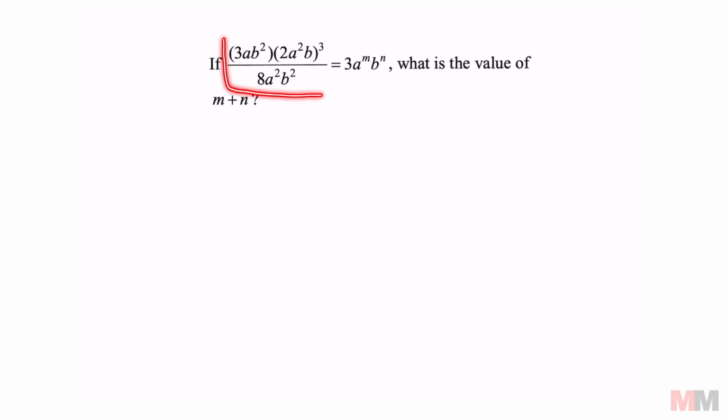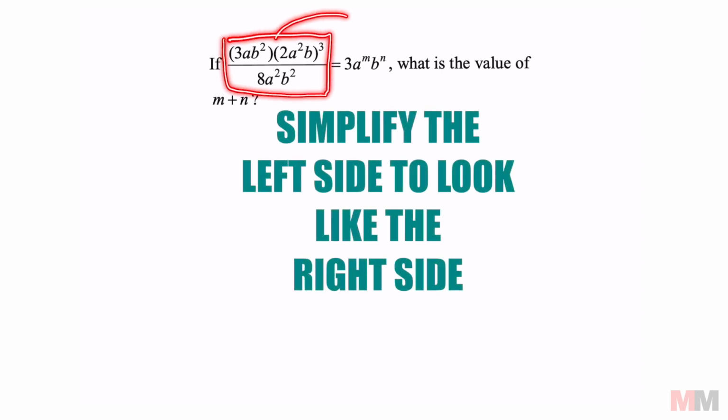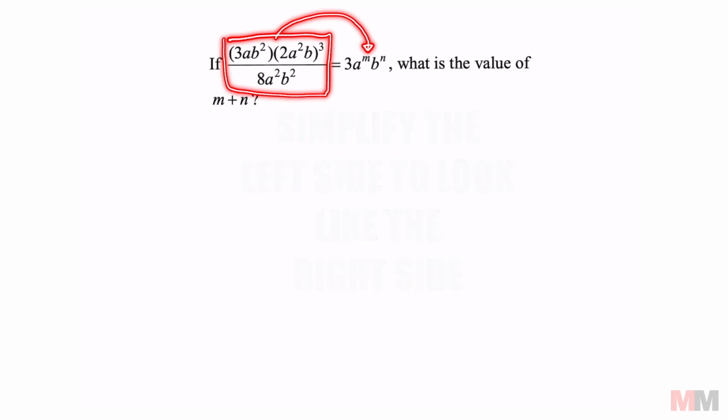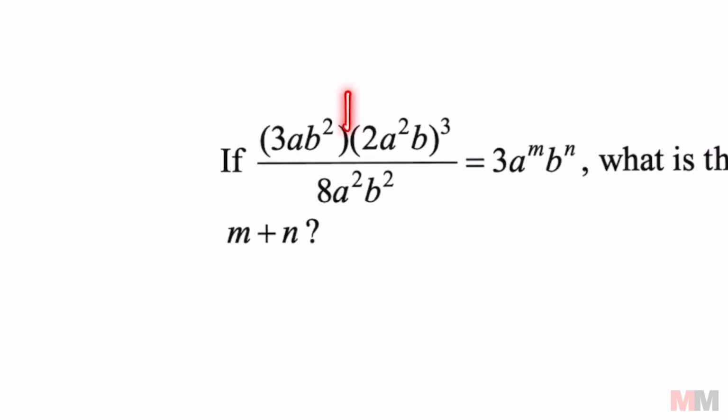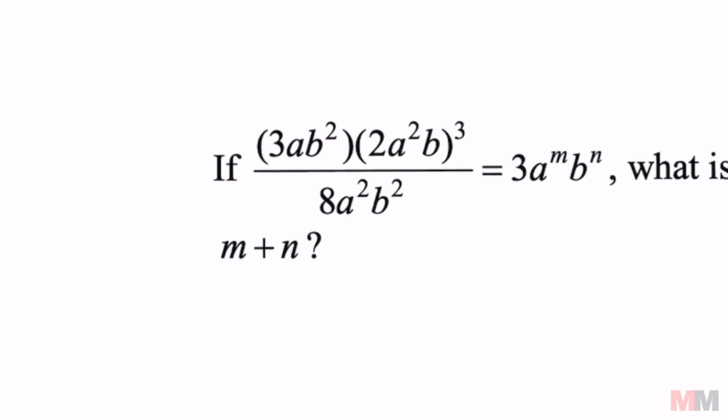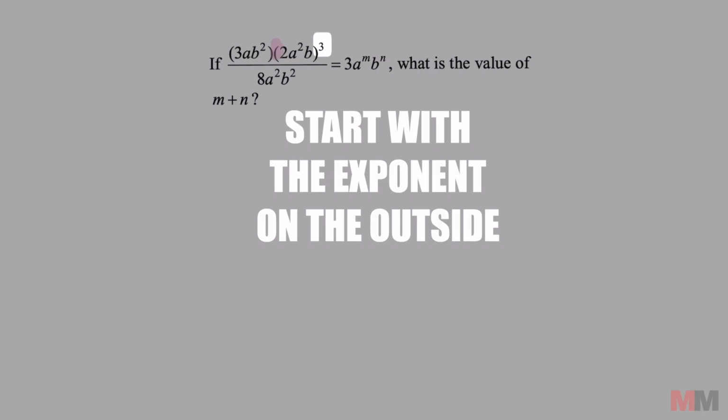Just hope that the left side of the equation is going to look like the right side of the equation after you simplify everything. Things you've got to also check: this is multiplication right here, because if it was addition, it'd be a whole different story. And I would start with any exponents that are on the outside of the parentheses, like this 3 right here.